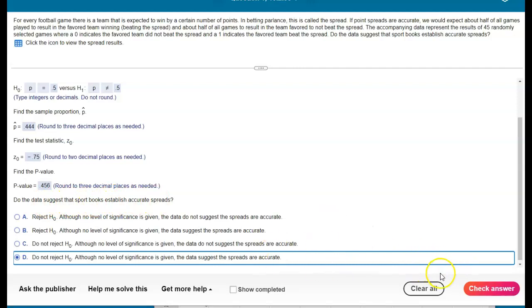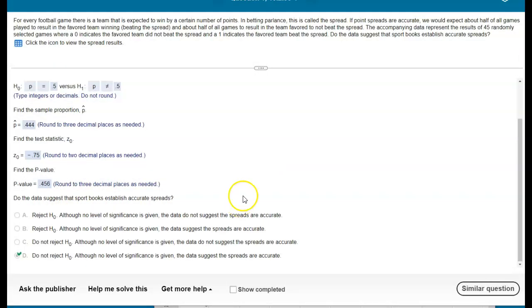establish accurate spreads. There you go. I hope this helps.